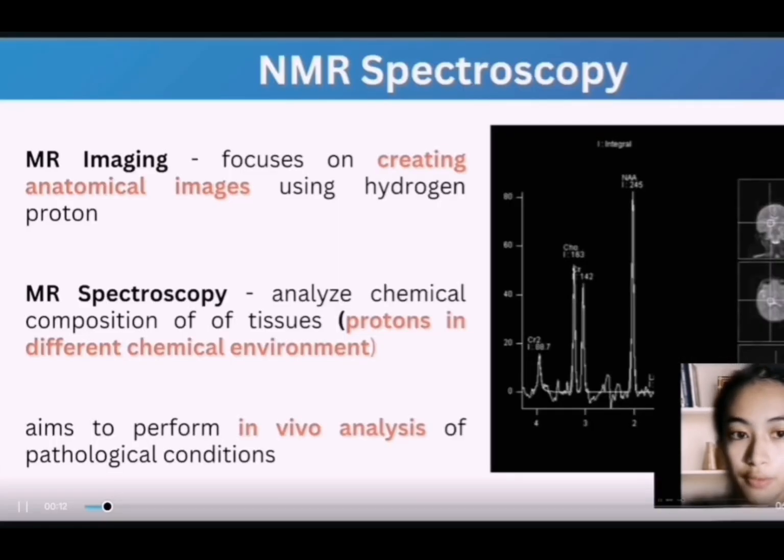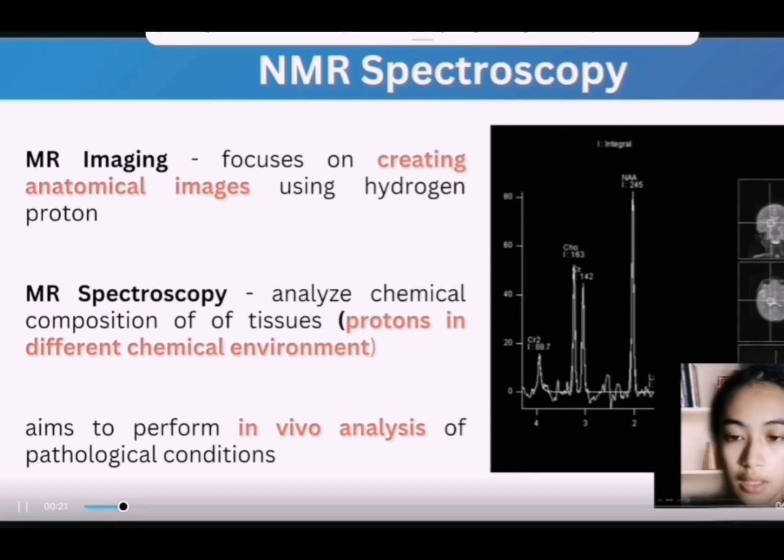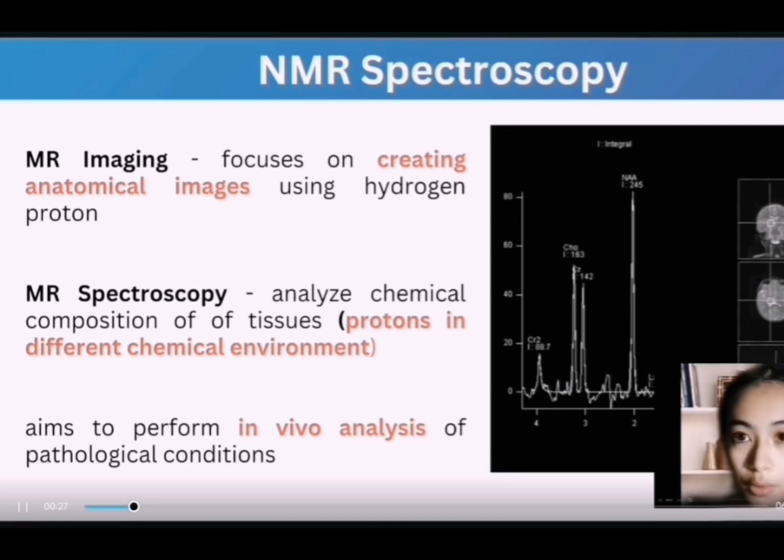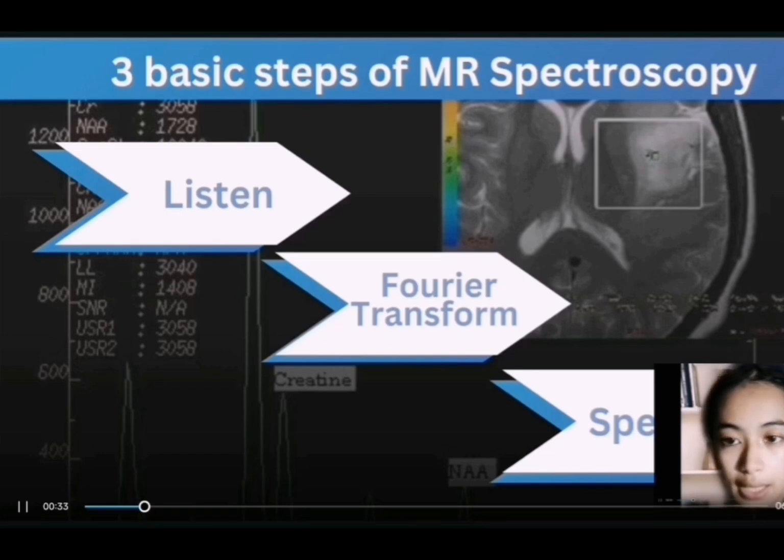So, MR imaging focuses more on creating anatomical images, while MR spectroscopy involves analyzing chemical compositions, like when protons are in different chemical environments. So, it enables us to perform in vivo analysis of pathological conditions. There are three basic steps of MR spectroscopy: listen, Fourier transform, and spectrum.